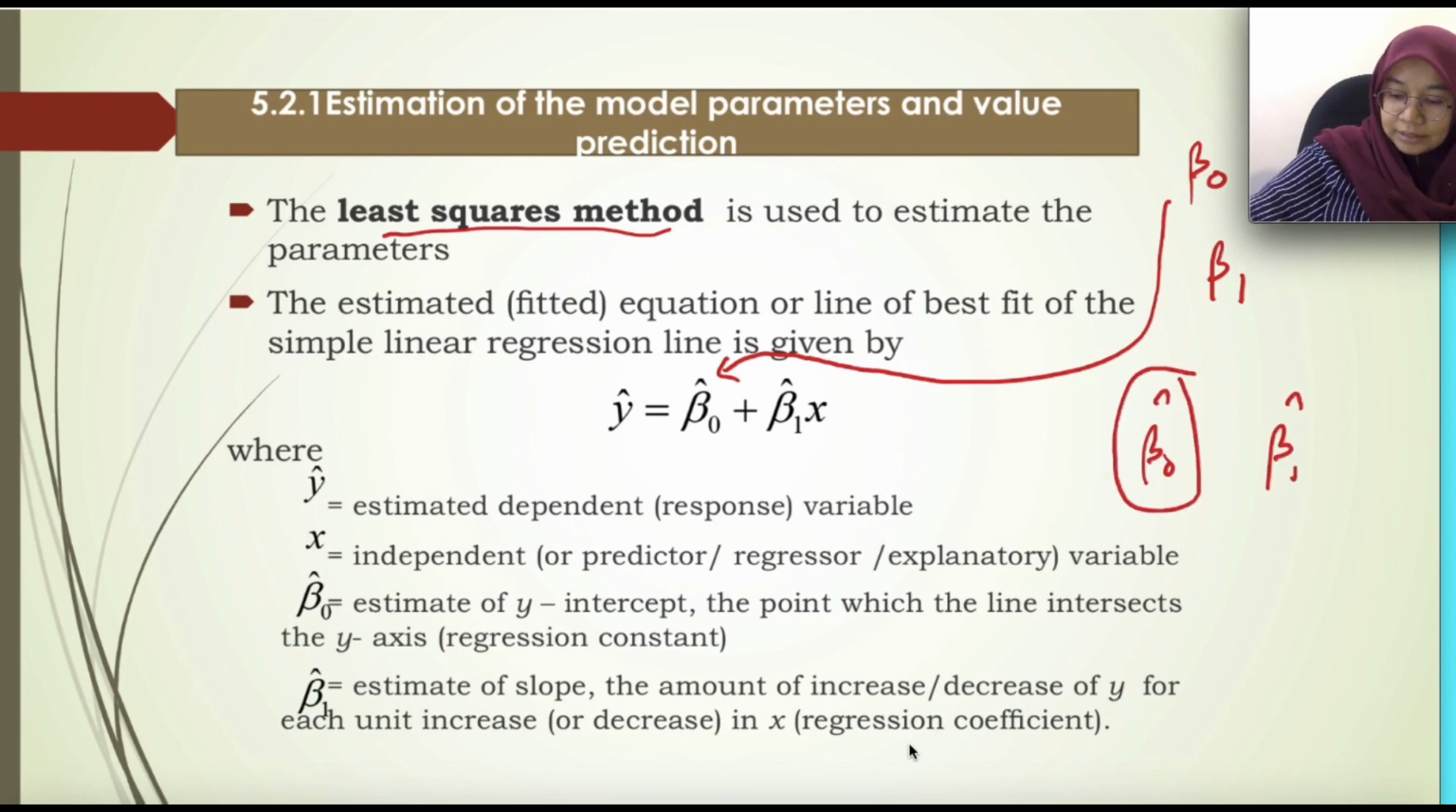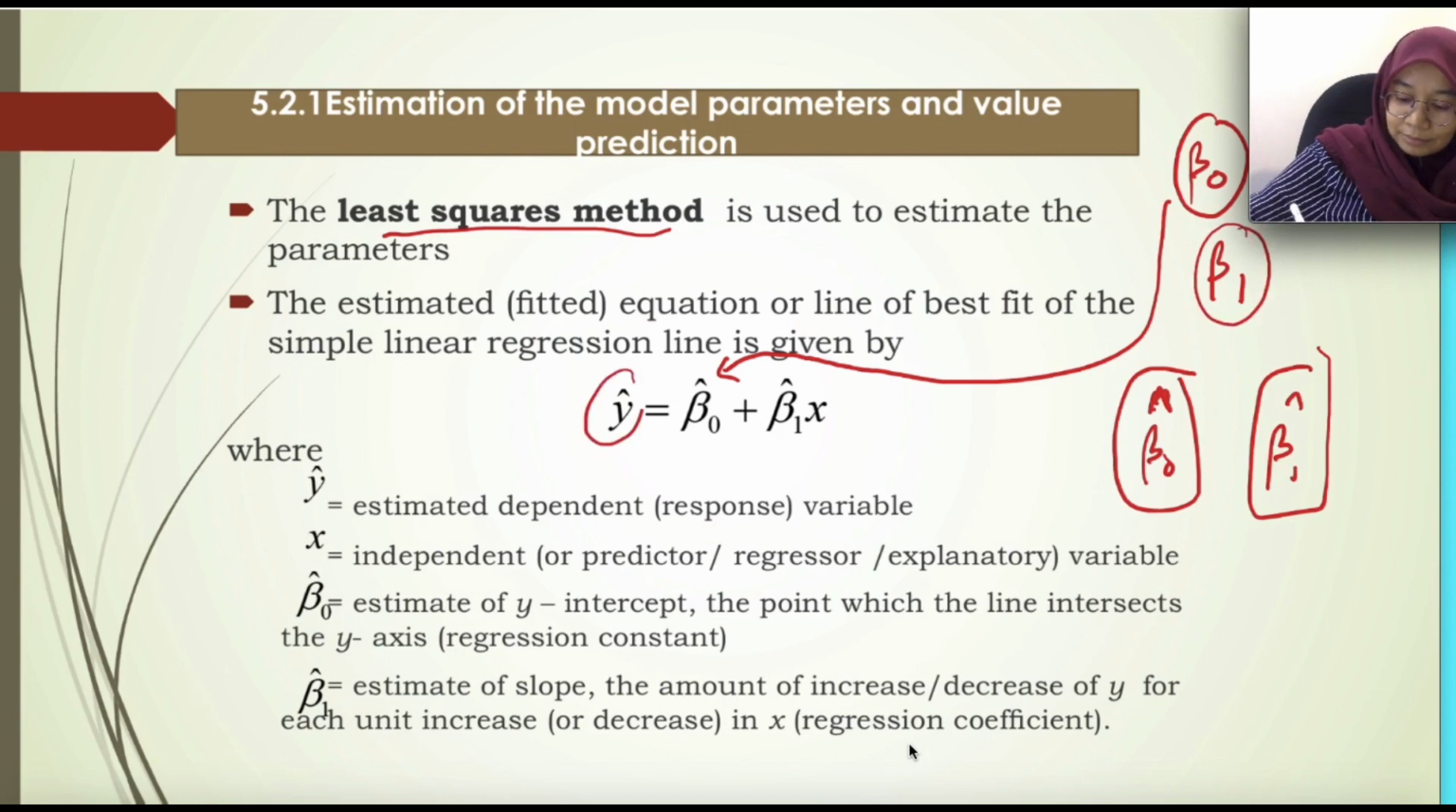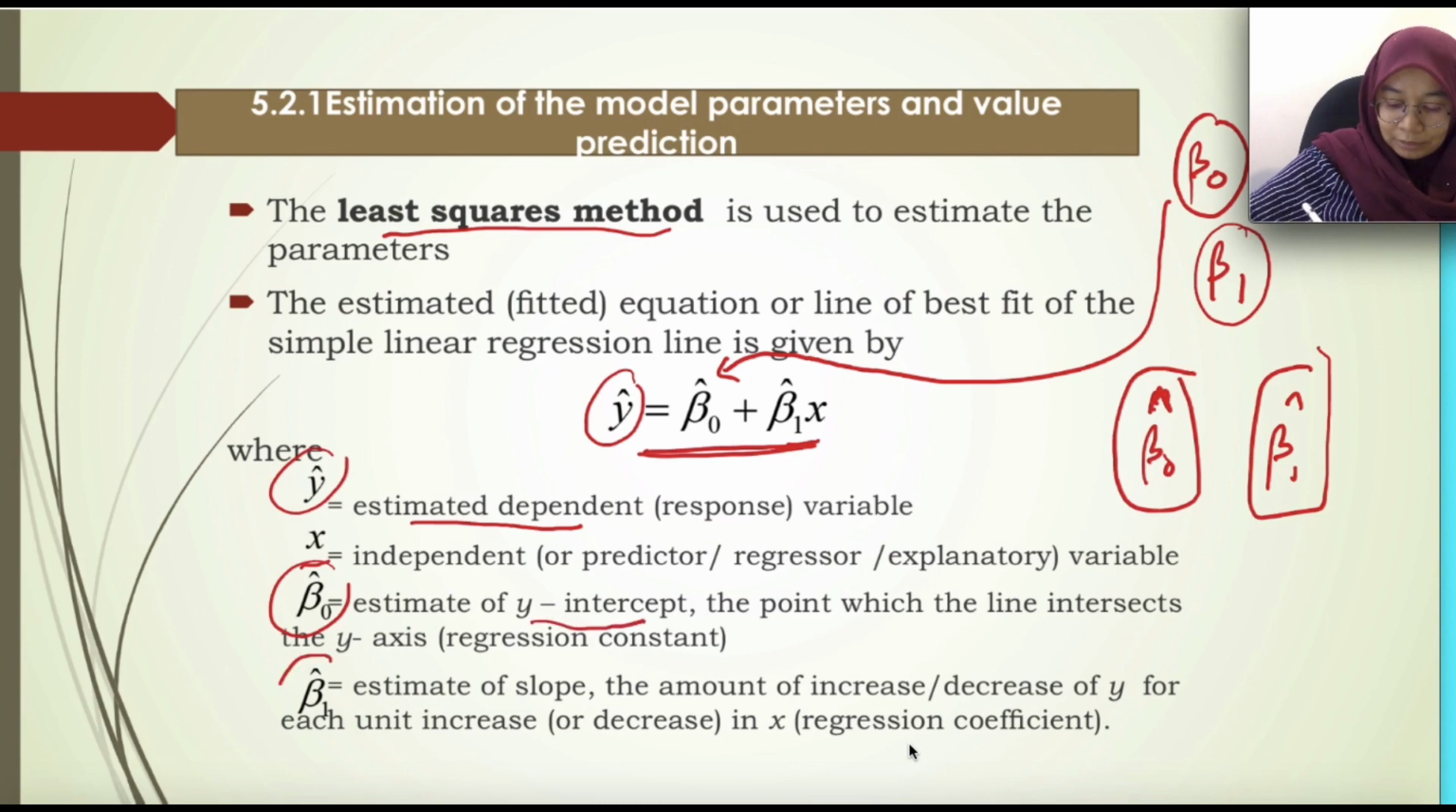If you notice here, this one is beta naught without cap, this one is beta naught with cap. Beta naught with cap means the estimation, using a sample to estimate the population. Beta 1 cap is the estimation for beta 1. So y cap here means that this is an estimation, because we estimate the population based on a sample. Where y cap is the estimated dependent variable, x is the independent variable, beta naught cap is the estimate of the y-intercept, beta 1 cap is the estimate of the slope.